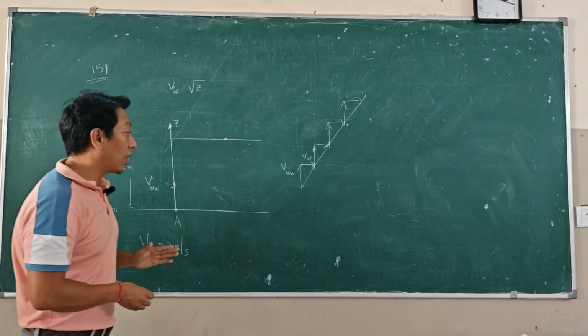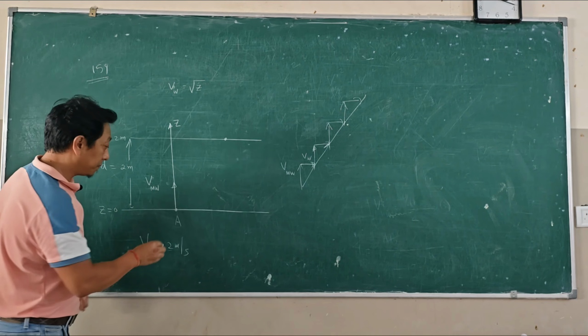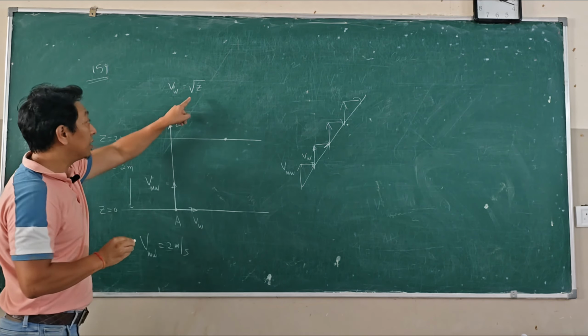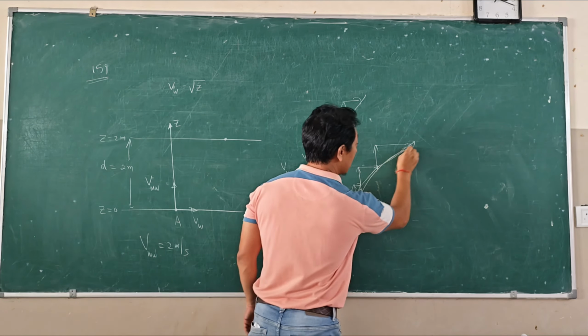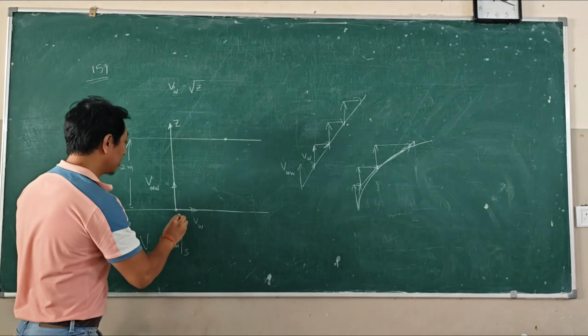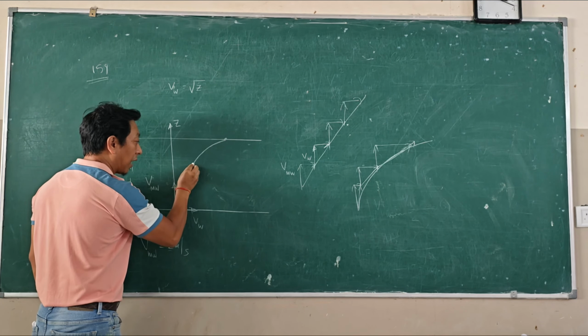But here the problem is what? This speed of water, the flow velocity keeps increasing with Z. So initially if it is this much, afterwards it is this much, afterwards it is this much. So what happens? You go in a curved path. So you will go somewhere here like this. Okay. So let's say you have reached some point here at time t.